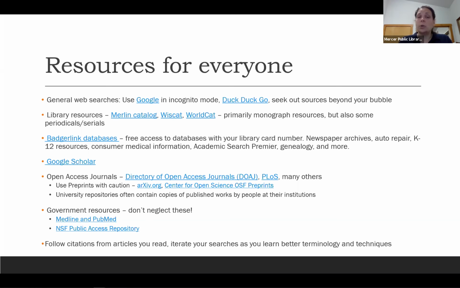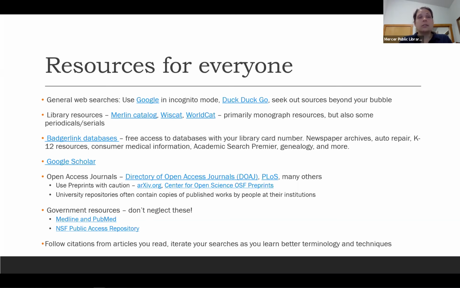Similarly, if you walk into a University of Wisconsin library, you have full access to all of the journals and subscriptions that library has access to, as long as you're in the building. They won't give you access at home if you're not a student, but if you're in the building and you're a resident of Wisconsin, you can go and use those resources. So take advantage of those things.